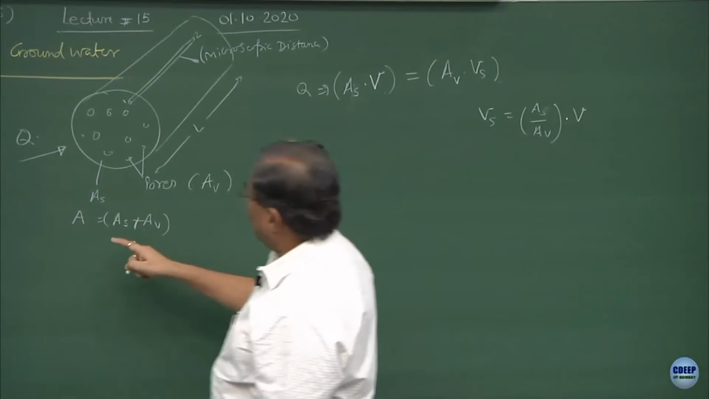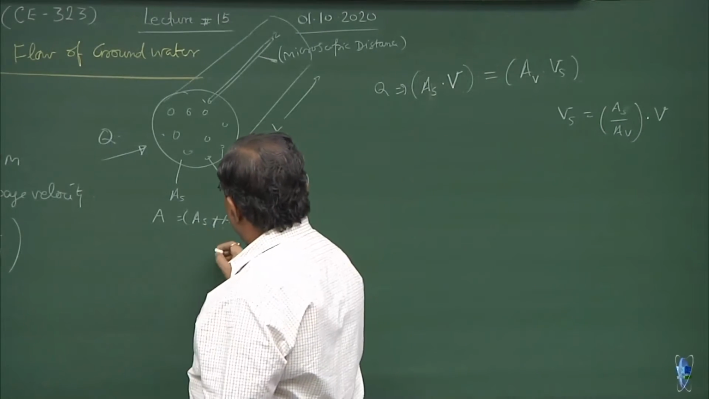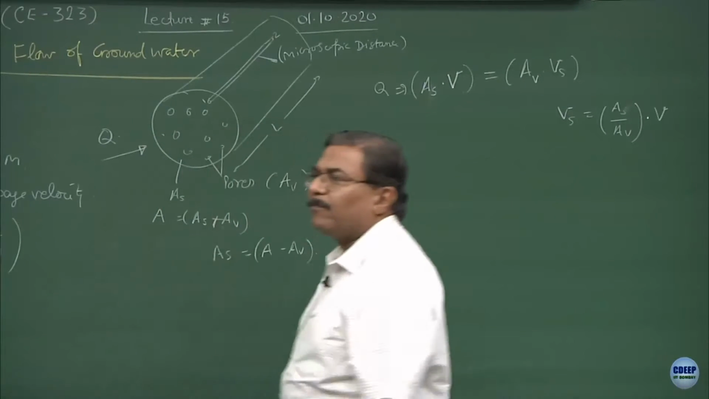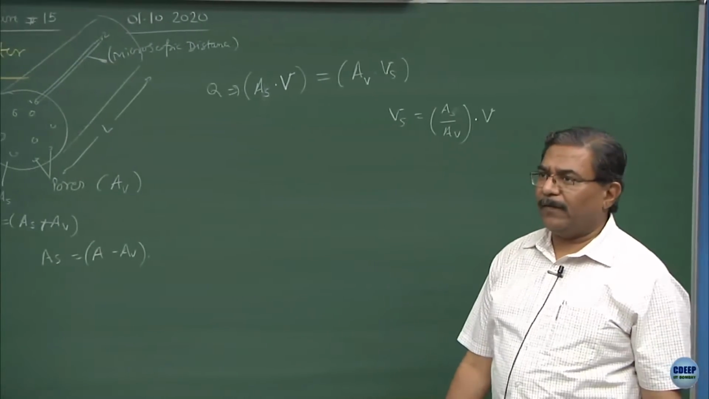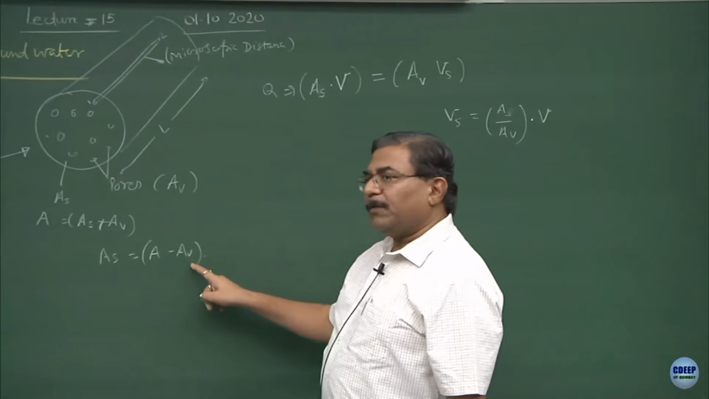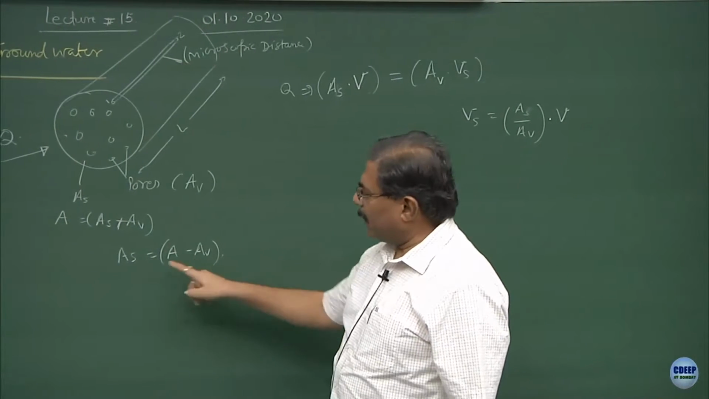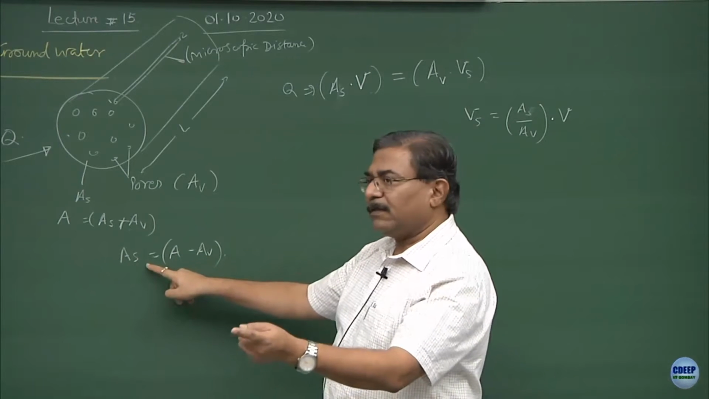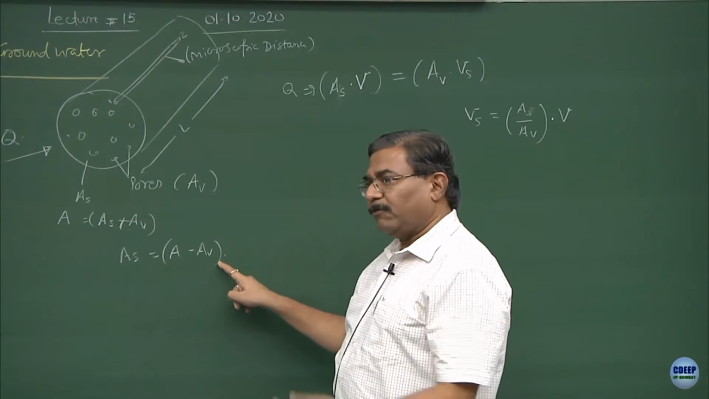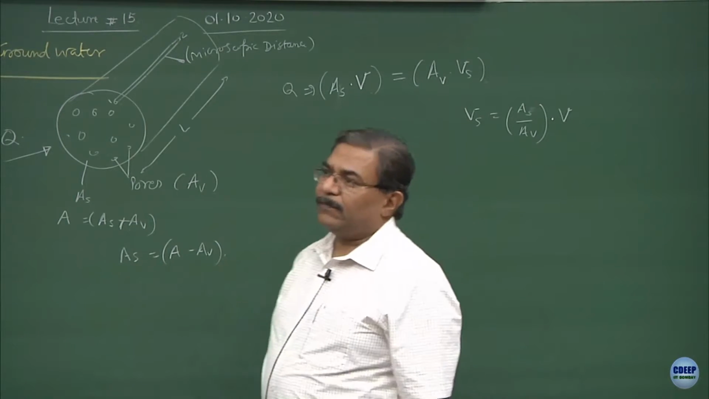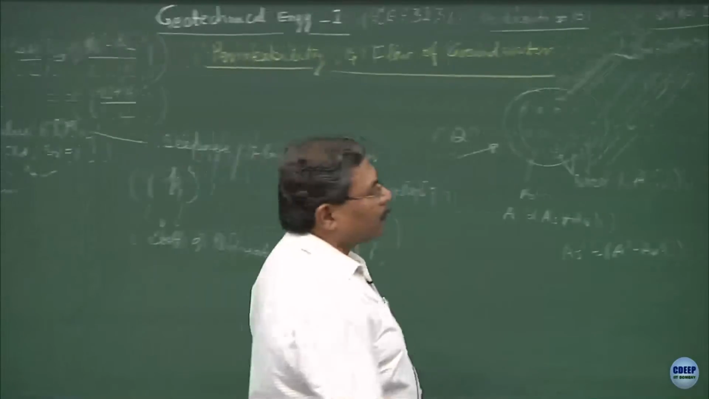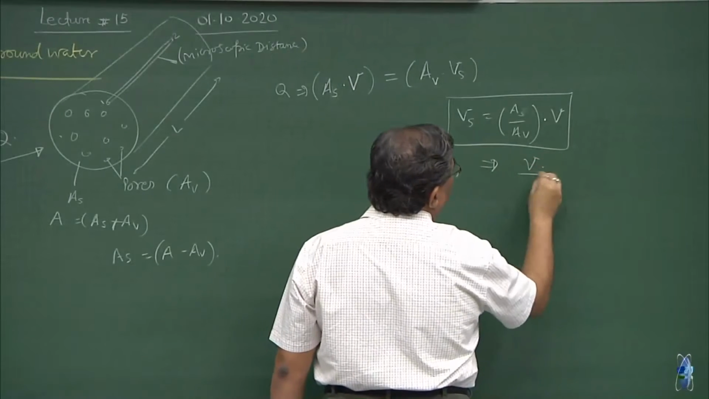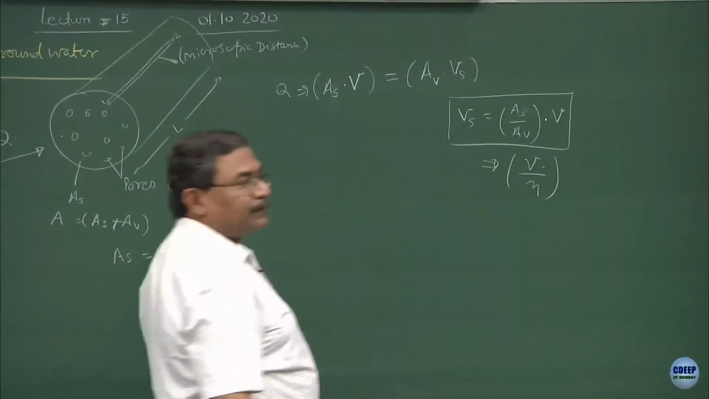So, you are right. What I can do is either I can say that AS will be equal to A minus AV. Is this okay? The pore volumes are going to be extremely small. So, I can say that A minus AV I am defining as AS, where A is the total area of cross section and AV the area of the voids. It is up to you. So, if you solve this equation, what you will find is that this becomes this term.